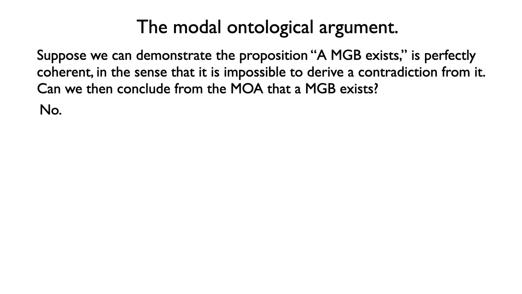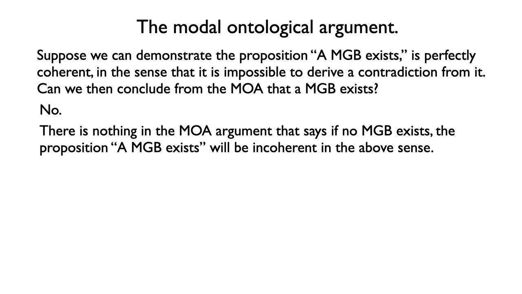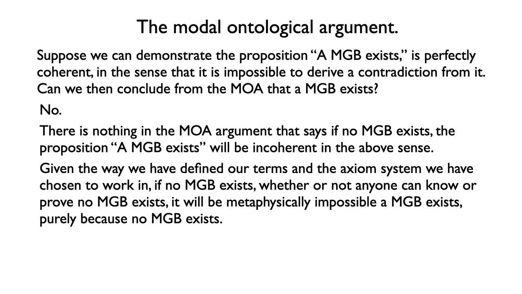No, we cannot. There is nothing in the modal ontological argument that says if no maximally great being exists, the proposition a maximally great being exists will be incoherent in the above sense. Given the way we have defined our terms and the axiom system we have chosen to work in, if no maximally great being exists, whether or not anyone can know or prove no maximally great being exists, it will be metaphysically impossible a maximally great being exists purely because no maximally great being exists.